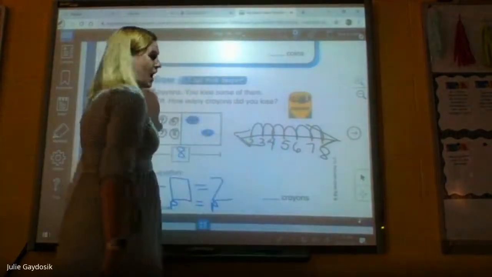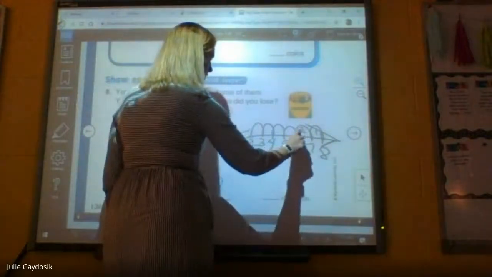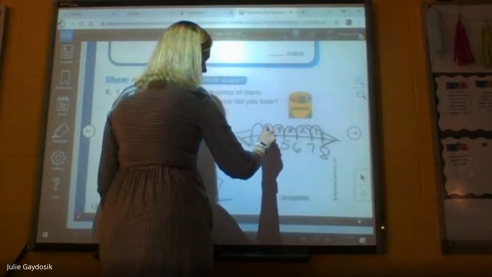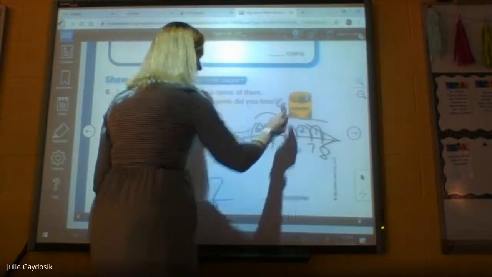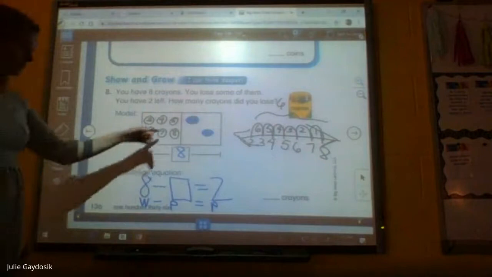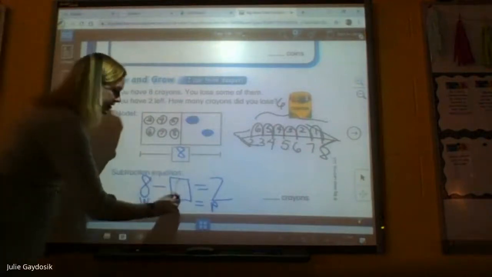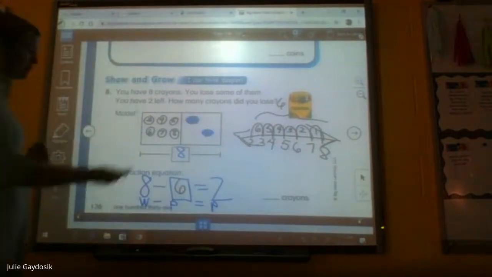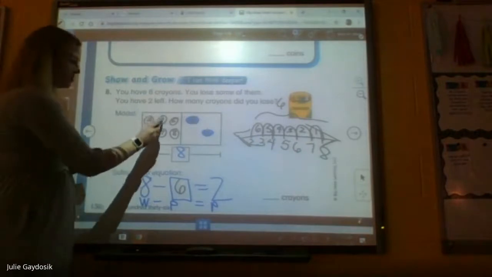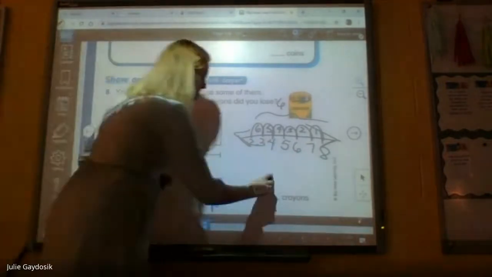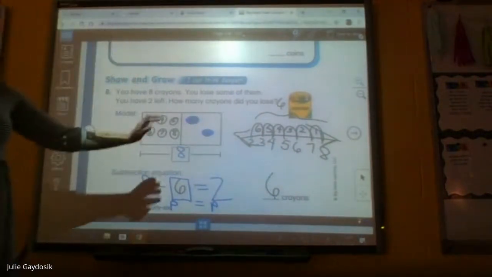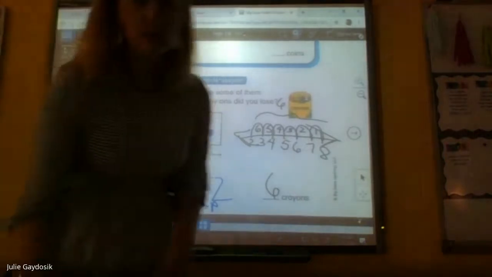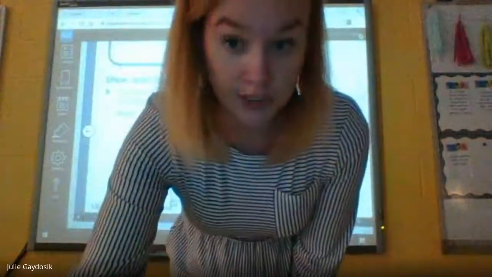Now I would count my hops. 1, 2, 3, 4, 5, 6. So I lost 6 total crayons, as you can see in this picture. 6 is my missing part. 1, 2, 3, 4, 5, 6. I lost 6 crayons. So those are a couple different ways to solve those word problems. So now what I'm going to do is I'm going to show you your Seesaw activity.